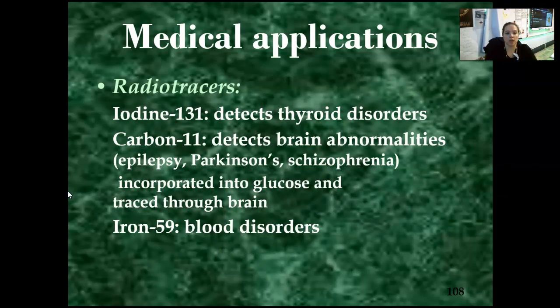Ones you can think of are iodine-131. Remember my little thing: you have your thyroids right here, one on each side and three here. So 131. Carbon-11 detects brain abnormalities like epilepsy, Parkinson's, schizophrenia, and it's incorporated into glucose or sugar and traced through the brain. Iron-59, blood disorders. Think of iron: you can eat iron. You have iron in your cereal, so you can eat it. It can go through your body.